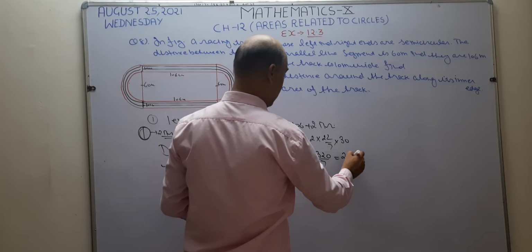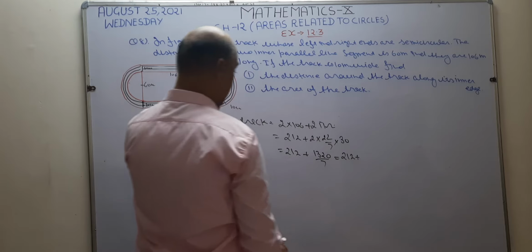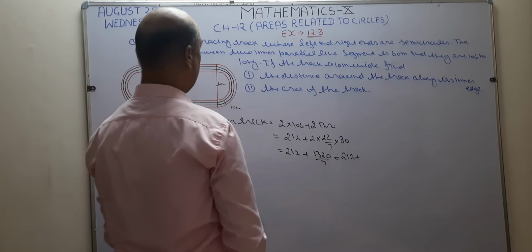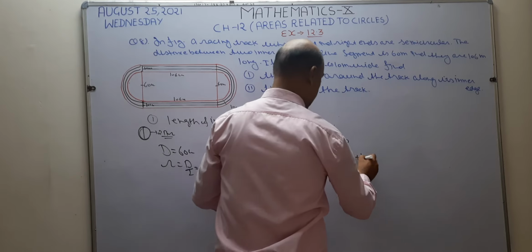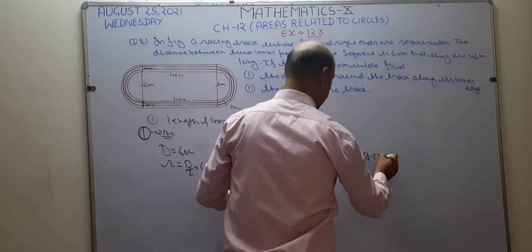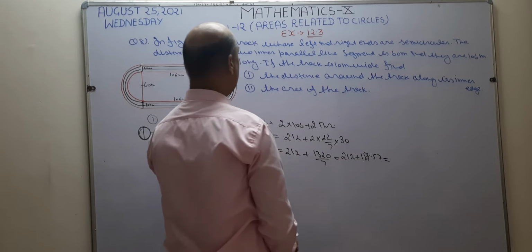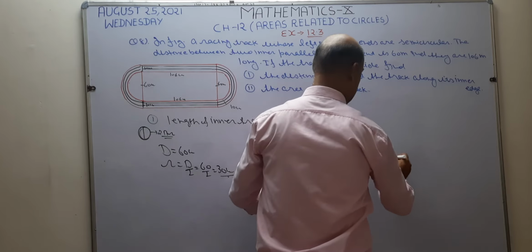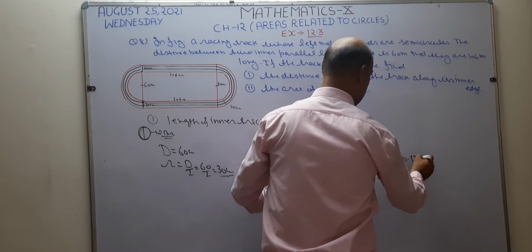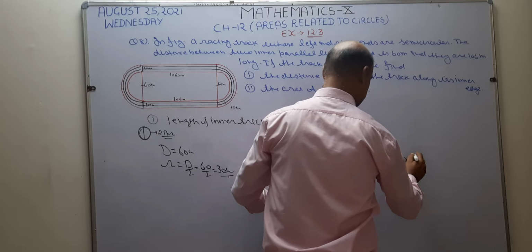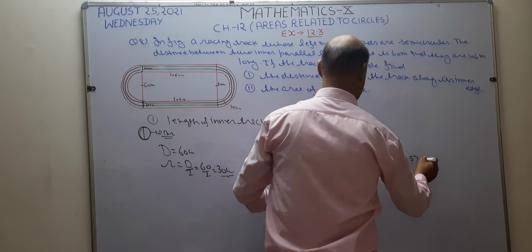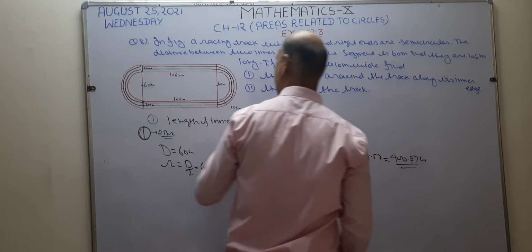Write here 212. When you are going to divide 1320 by 7, then the answer will come 188.7. Okay, add these two numbers. So this becomes 400.57 meter. This is the length of the inner track.